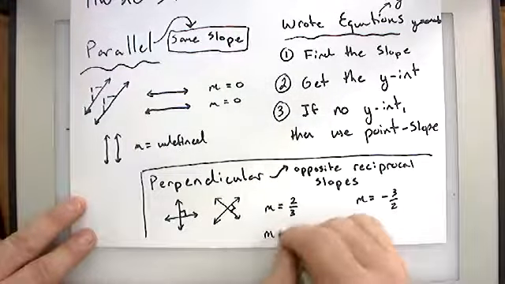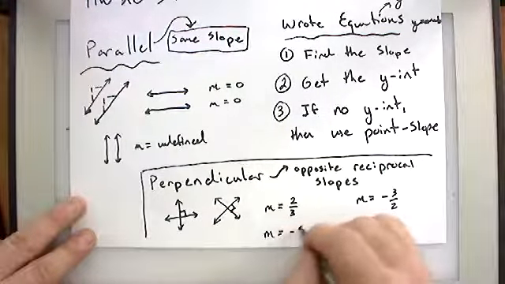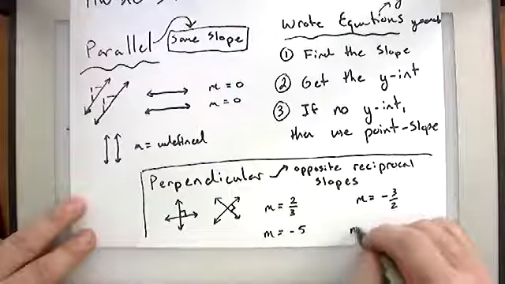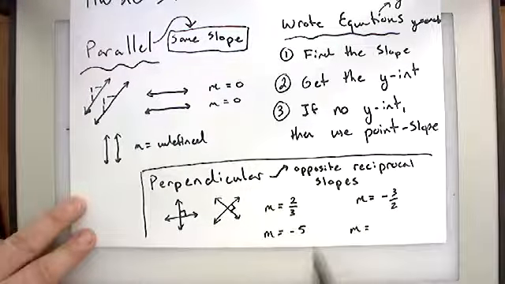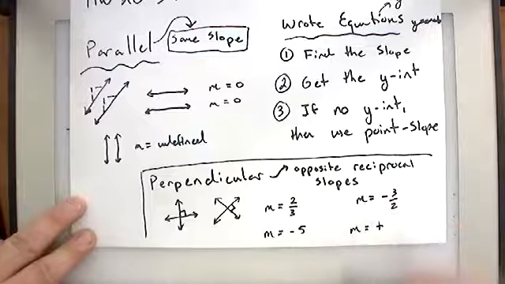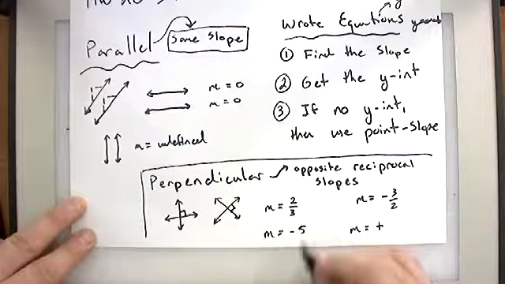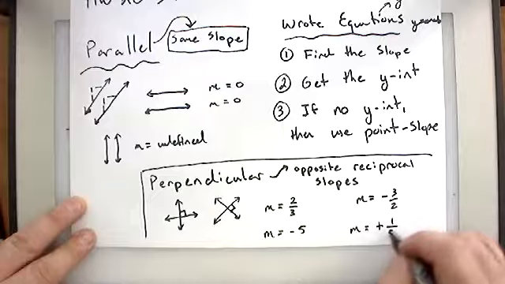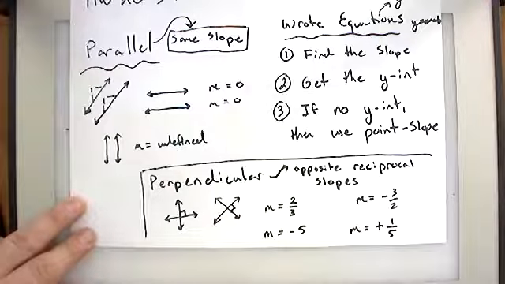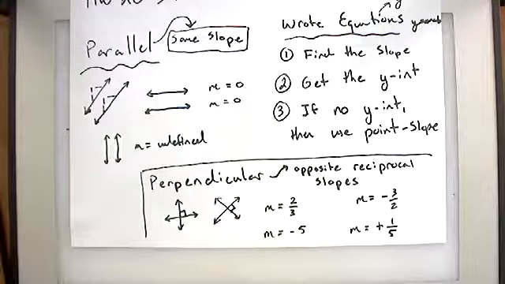Another example here, what if I said my slope was -5? What would the opposite reciprocal of that be? Well, yours is negative, so mine's positive. Yours is 5 over 1, so mine would be 1 over 5. Is that making sense? We'll do some examples with it, but that's really the idea here.